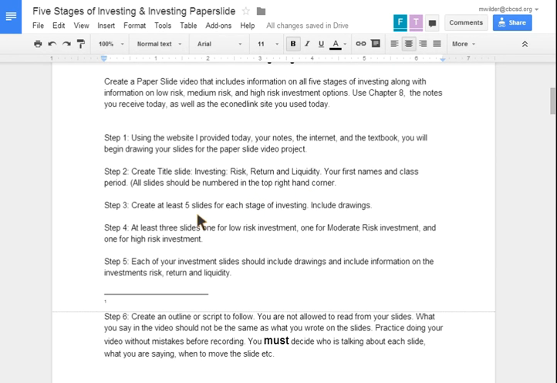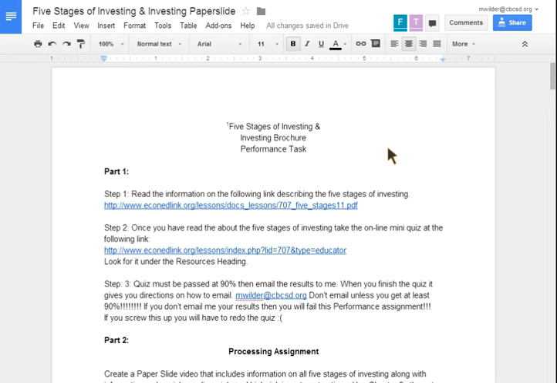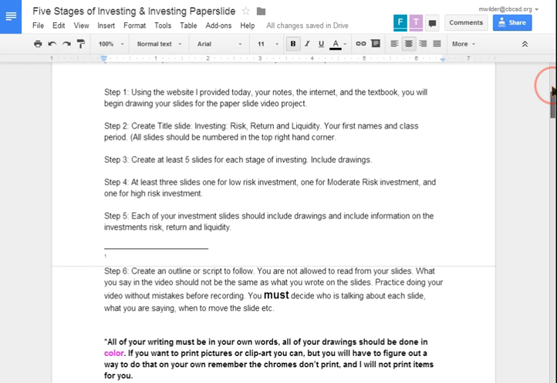You're going to create at least 5 slides, 1 for each stage of investing. This will include drawings on those slides. So those 5 stages you read about up here in this article, that's what you're making those 5 slides on. If you need more than 1 slide to explain any of those 5 stages, that's fine.